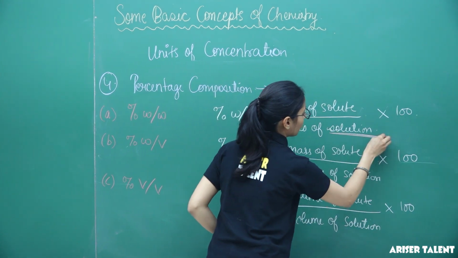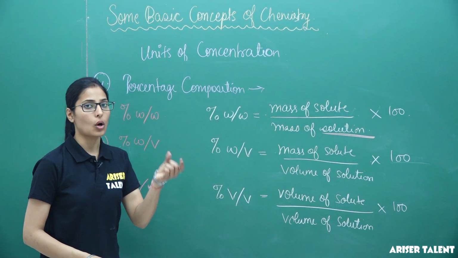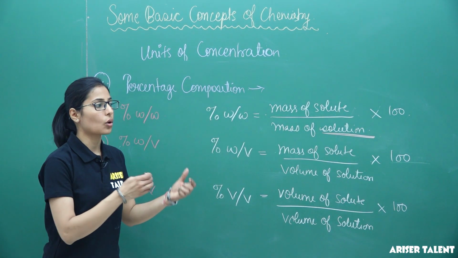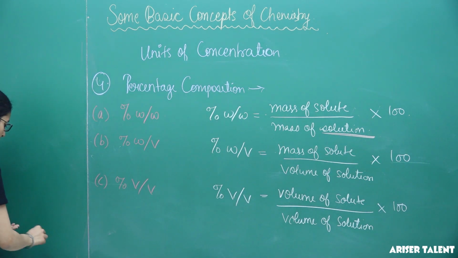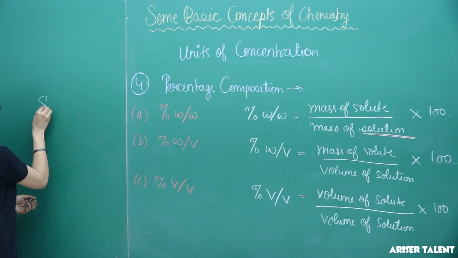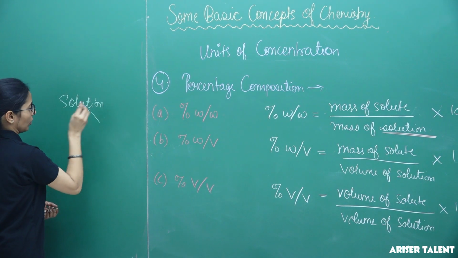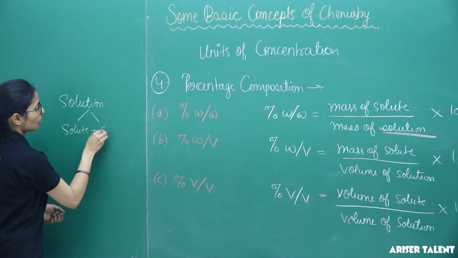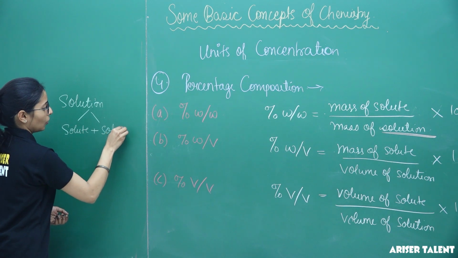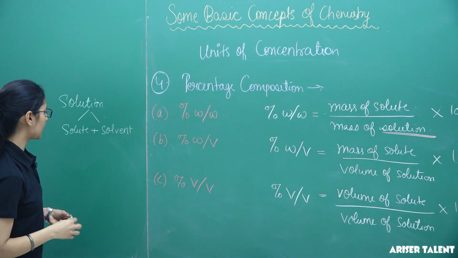You have to remember here that again and again we are using the word solution. Here I have not used the word solvent. We know that solution is different from solvent. How is this different? Because we know that a solution is made up of what? It is solute plus solvent.